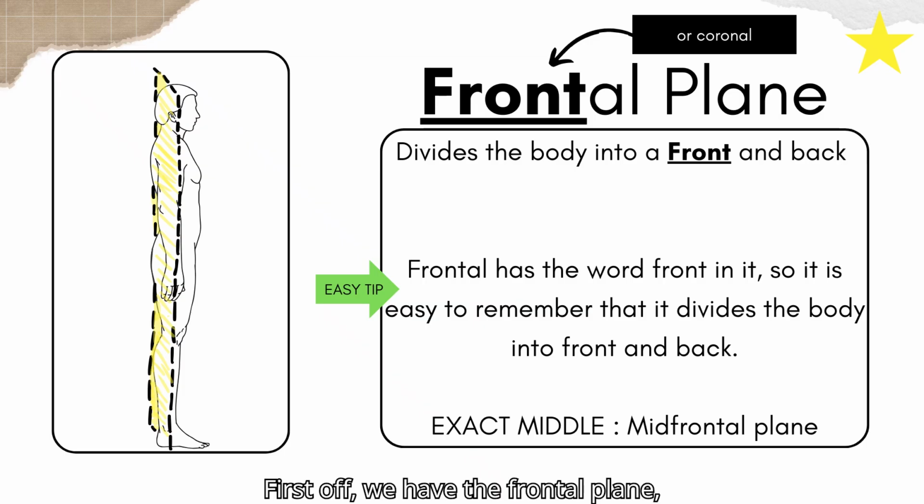First off, we have the frontal plane, which is also known as the coronal plane. And so the function of the frontal plane is to divide the body into a front and back. And so an easy tip or an easy way to remember this is that frontal has the word front in it. So it's easier to remember that the frontal plane divides the body into front and back.